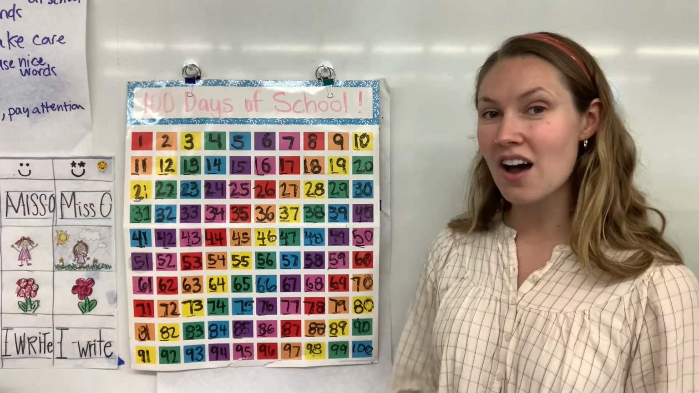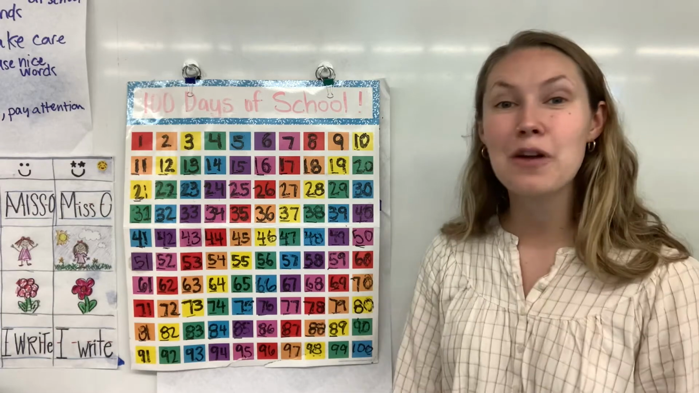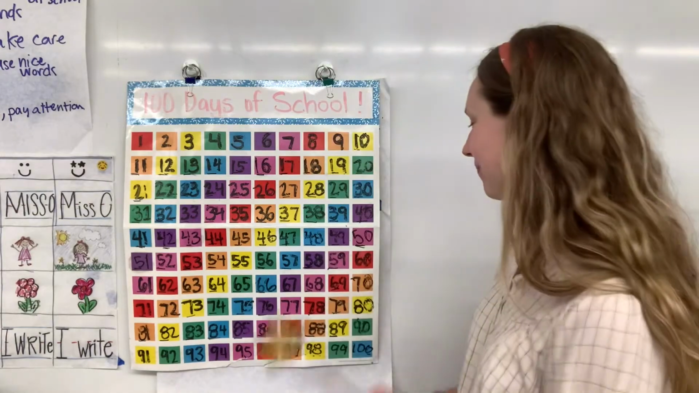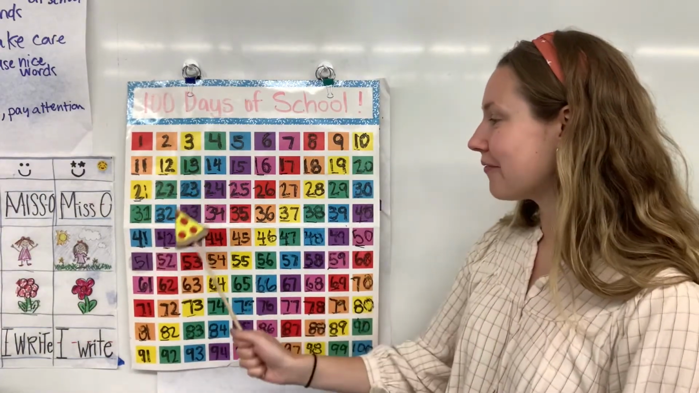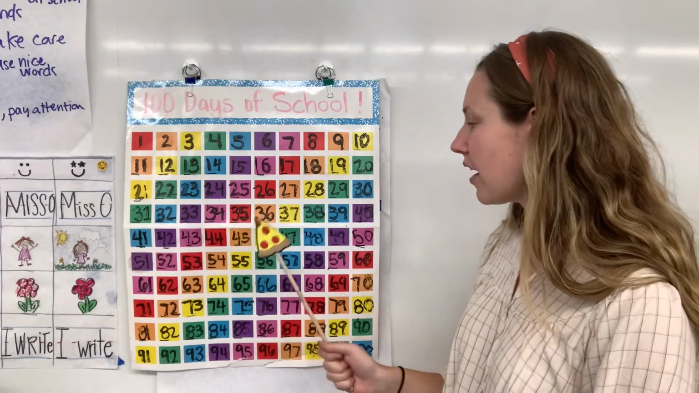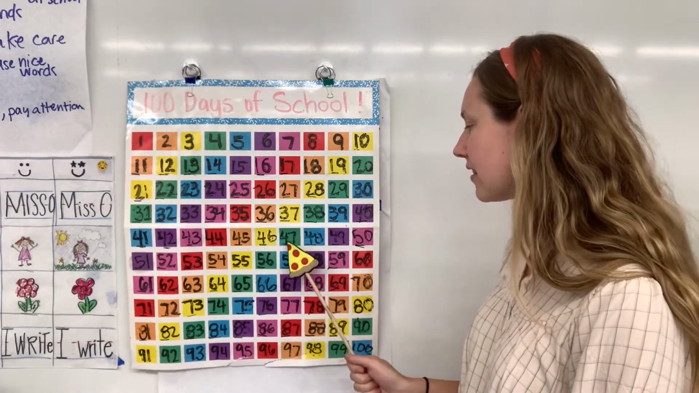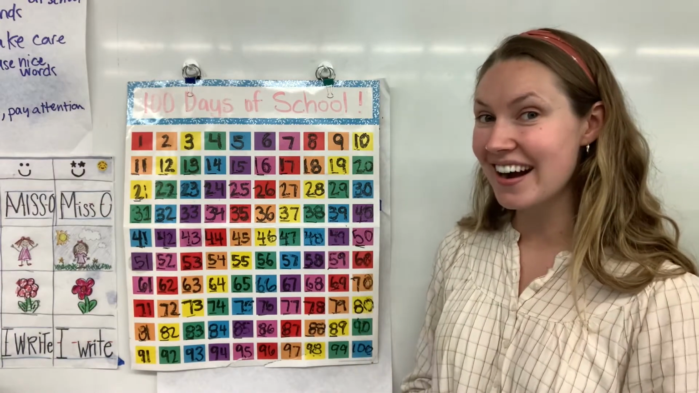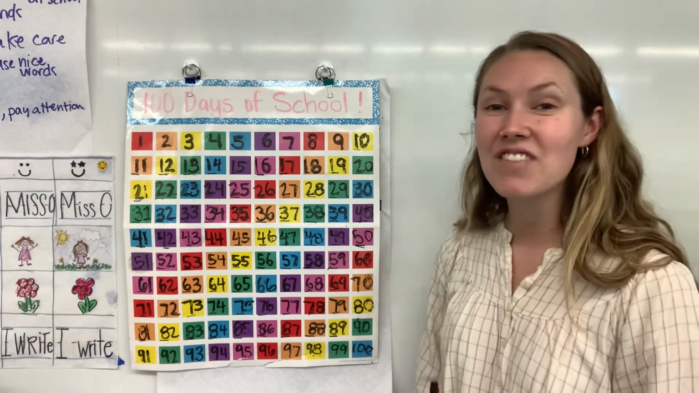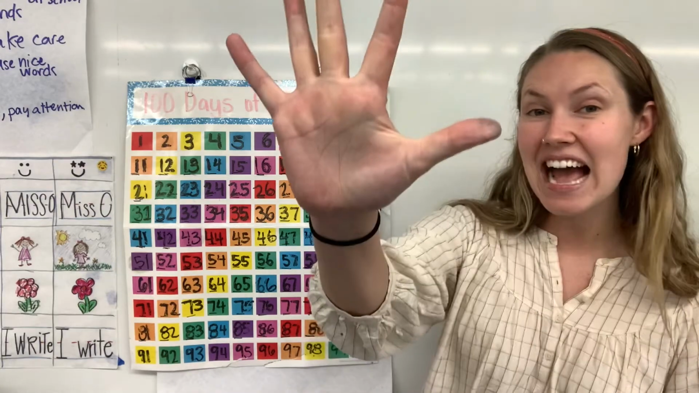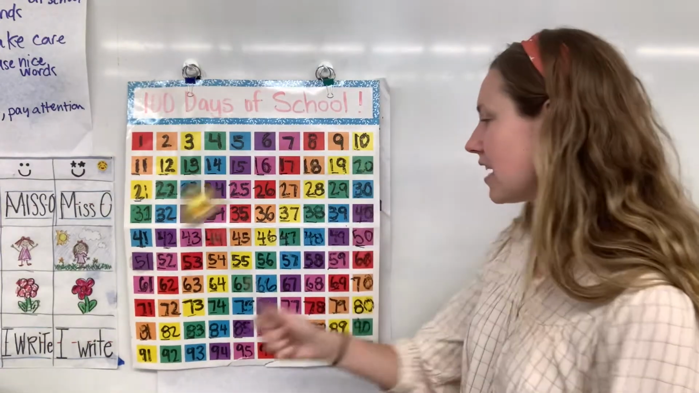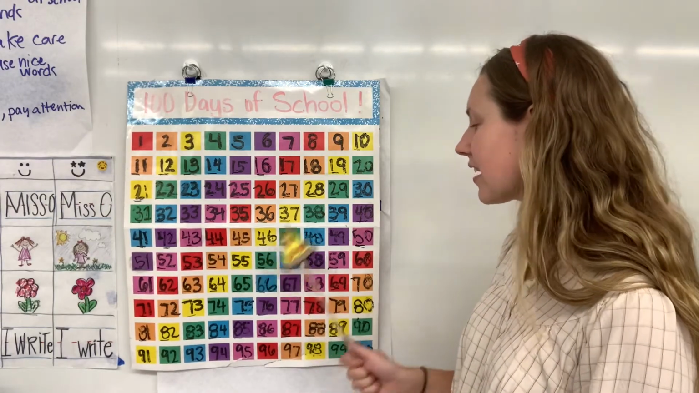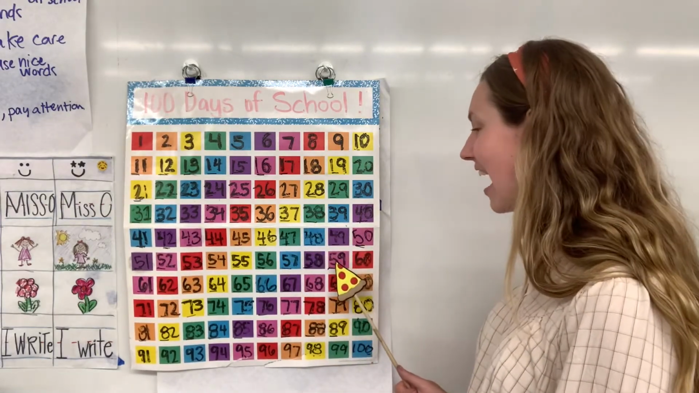And our next numbers are the 40s. And what do the 40s all have in the front? A 4. 40, 41, 42, 43, 44, 45, 46, 47, 48, 49. And our next set of numbers are the 50s. And the 50s all have a 5 in the front. 50, 51, 52, 53, 54, 55, 56, 57, 58, 59.